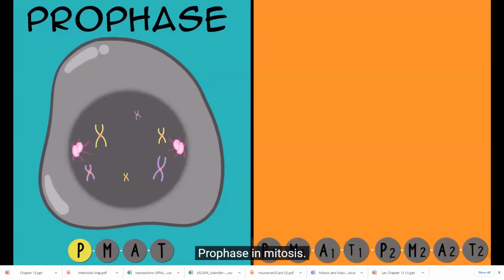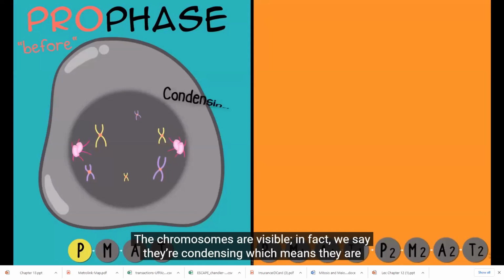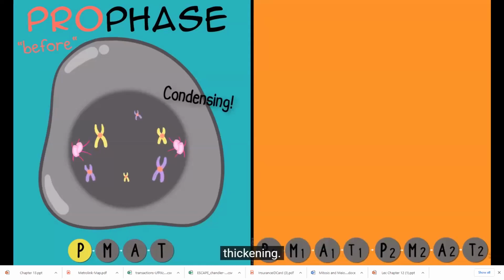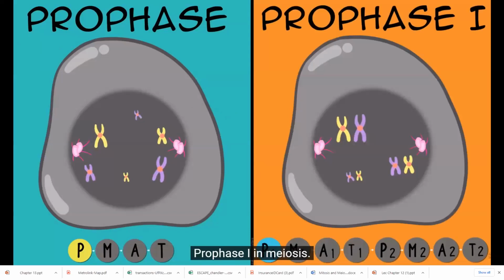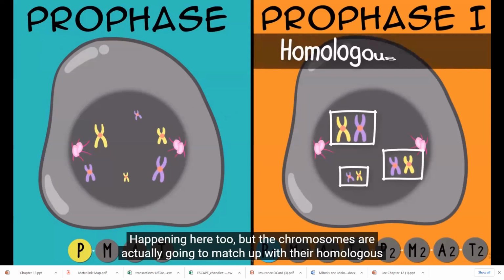Prophase in mitosis. Remember that pro can mean before, and this stage comes before the others. The chromosomes are visible. We say they're condensing, which means they are thickening. Prophase 1 in meiosis. Happening here too, but the chromosomes are actually going to match up with their homologous pairs.